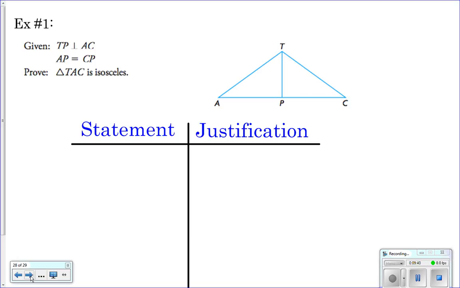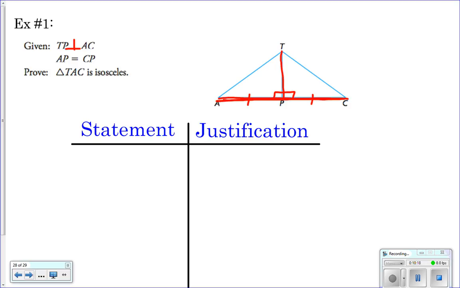So it's saying, given that TP is perpendicular, I know that this in your notes is really light, so you might want to write that down for yourself. TP is perpendicular to AC. So what does that mean? TP is perpendicular to AC, which means that we've got 90-degree angles there, which is good. If we know that AP is equal to CP, so AP is here, CP is there, prove that TAC is isosceles.